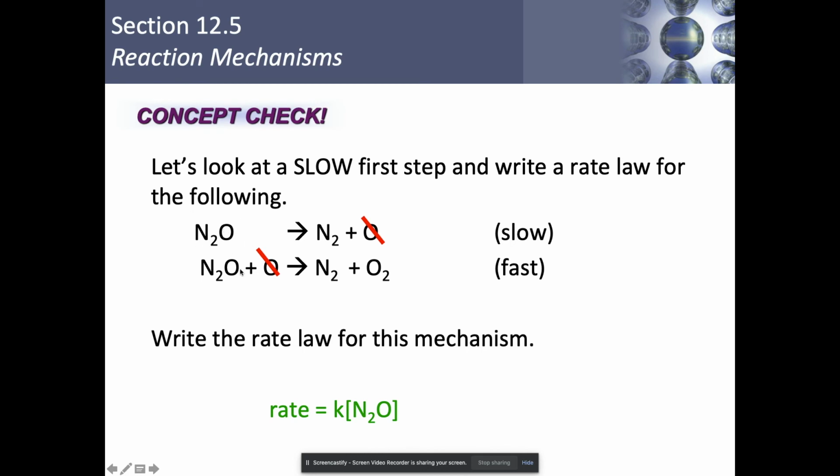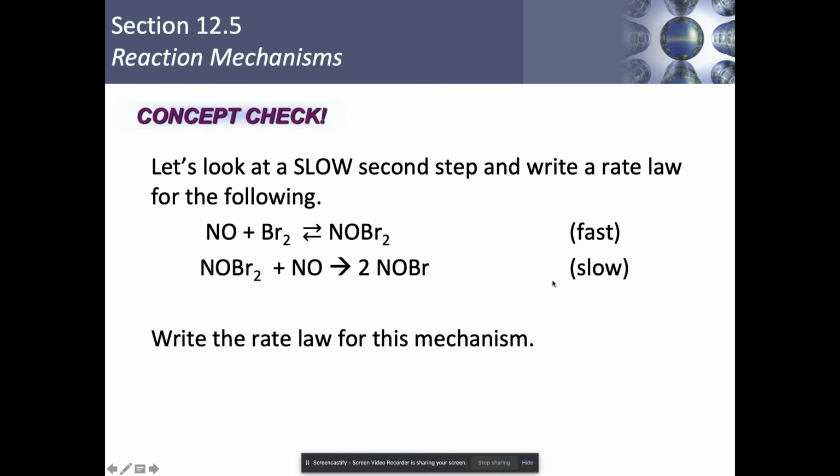Now you might think, oh, what about this N2O? That's a fast step. We're only interested in the slow steps. And of course, because it's the first step, it makes it really easy because then we can just look and say, okay, whatever this says, that's what's going to be my rate. That's going to match my rate law immediately. Okay, so this is a first order reaction with respect to N2O. Overall, it is a first order reaction.